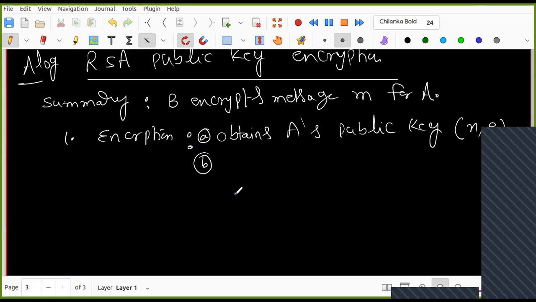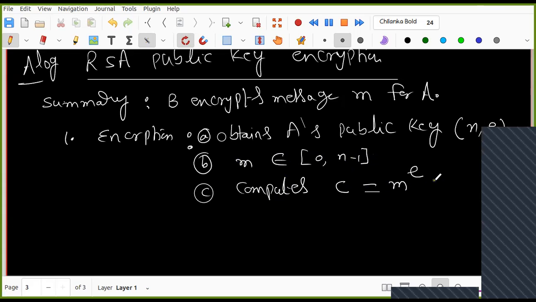Now B takes that. Then he takes a message M. Generally, the message is also a number from 0 to n minus 1. So he takes the message M in the interval 0 to n minus 1. And then he computes the ciphertext C. How will he compute it? C is equal to M power e modulo n.